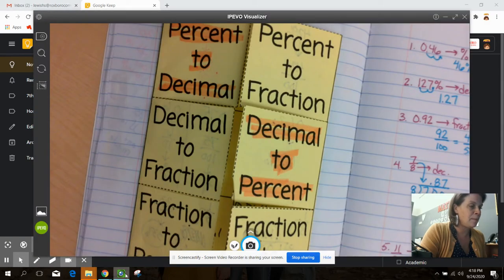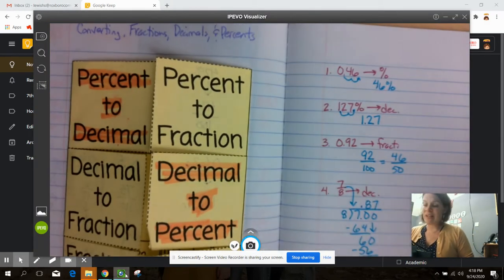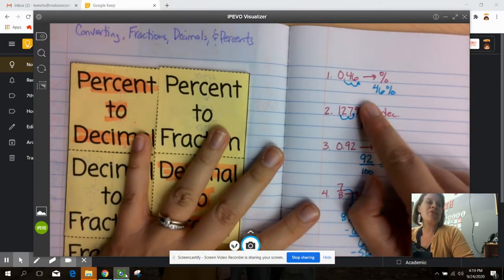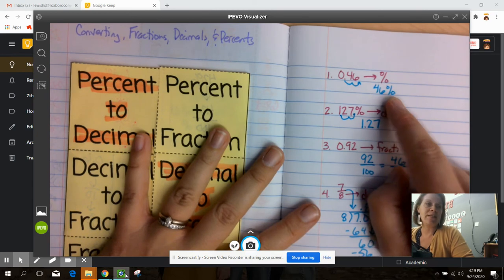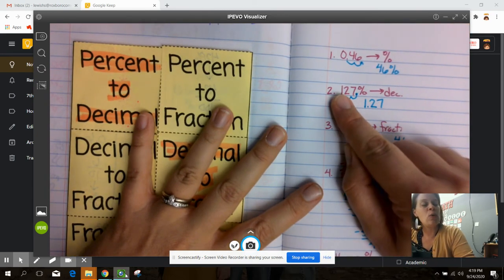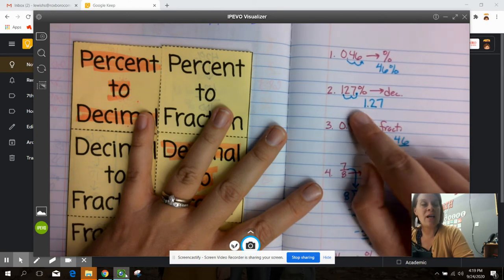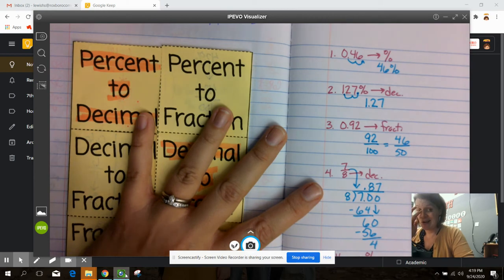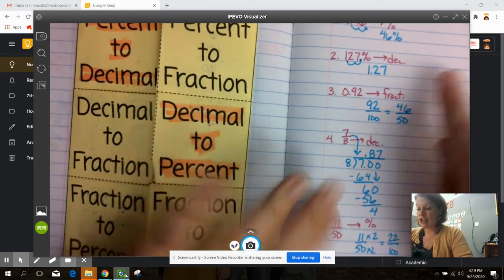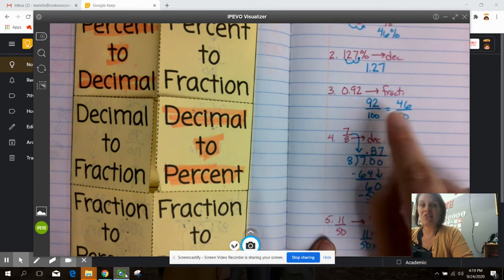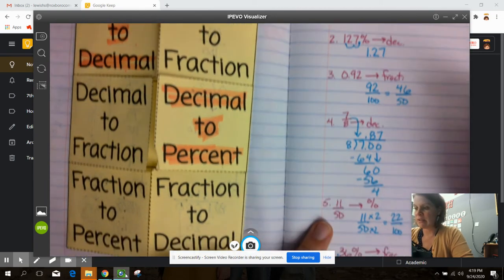All right, we are back. So I've glued my paper in, and these are your answers. So the first one, you're going from a decimal to a percent, and you just change it to 46%. We were going from a percent to a decimal, so I just moved the decimal 2 spaces to the left, and we got that 127% is 1.27. We were going from a decimal to a fraction. You read that as 92 hundredths. So you put it over the 100, and I reduced it. If you didn't, it's okay. You can fill it in now.